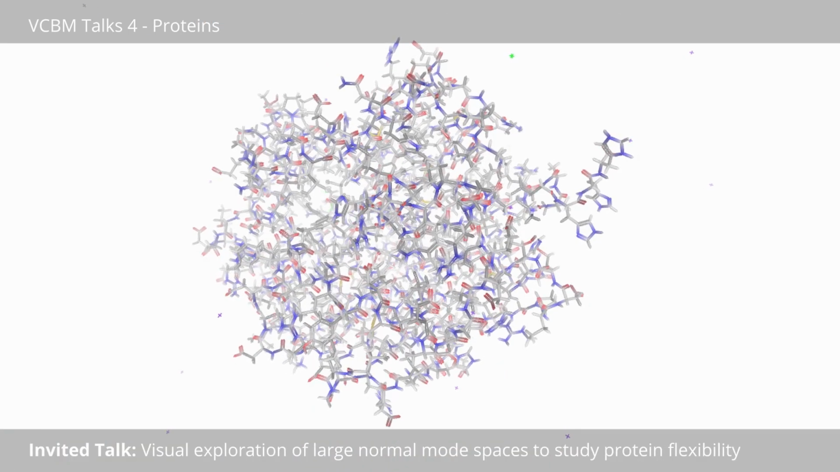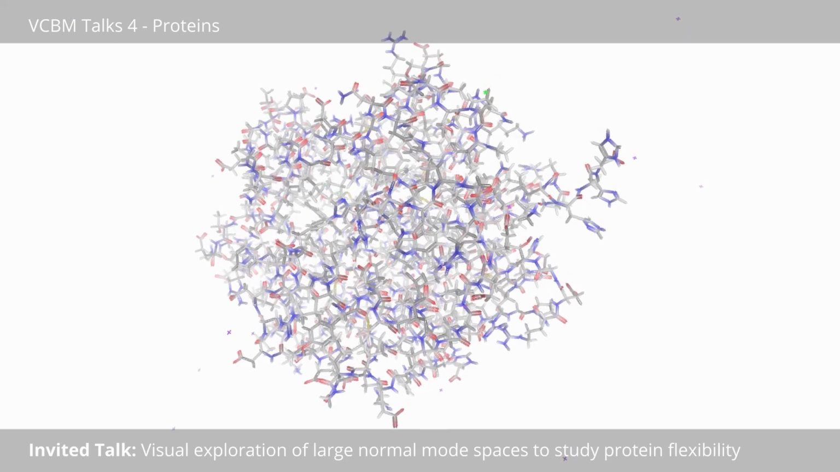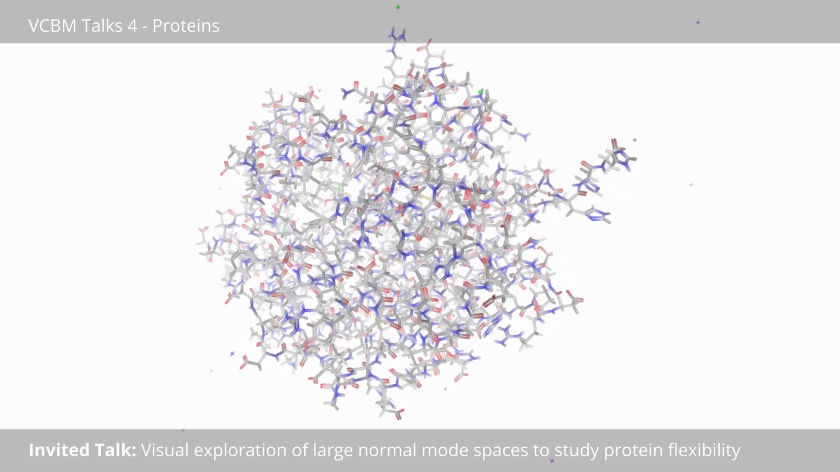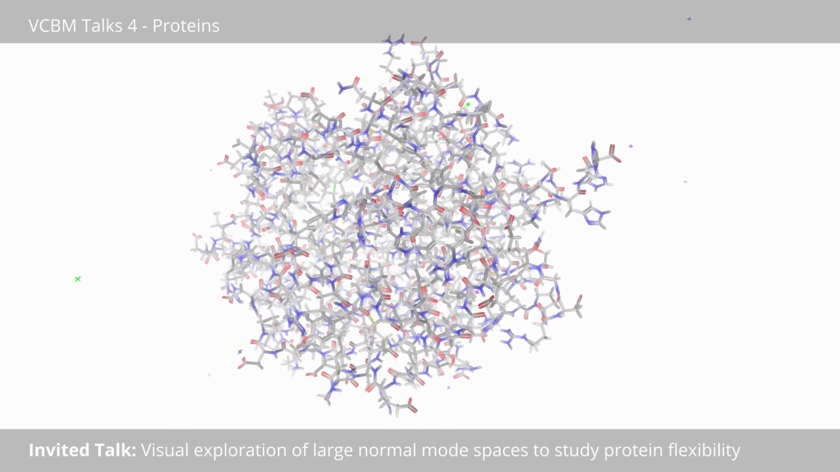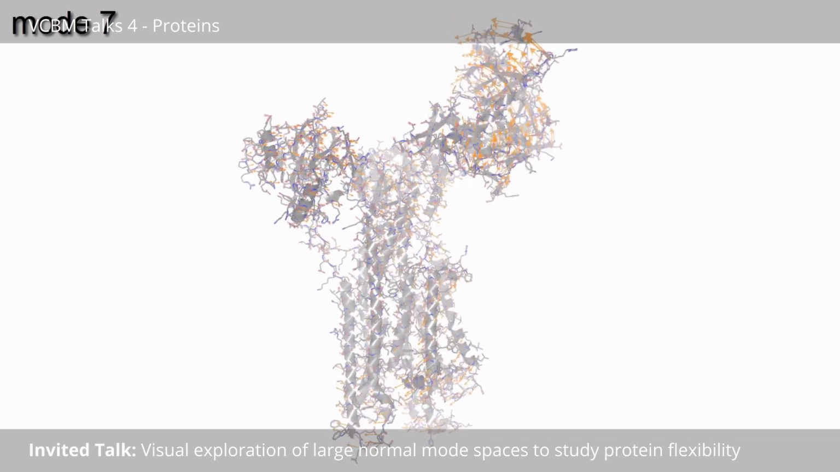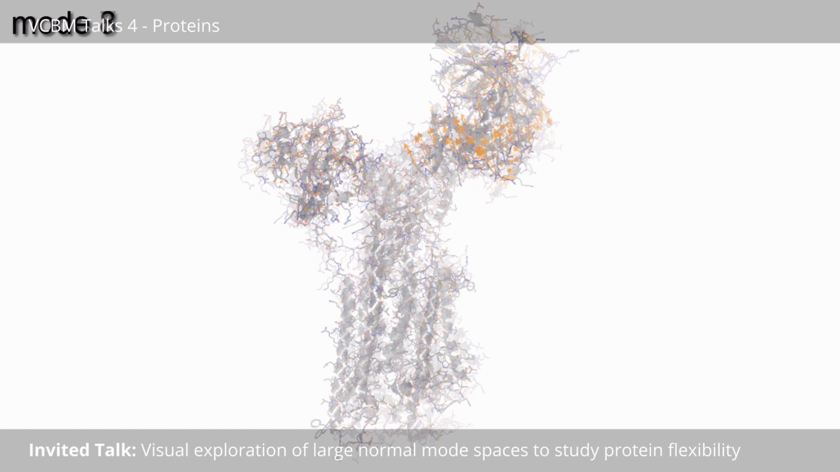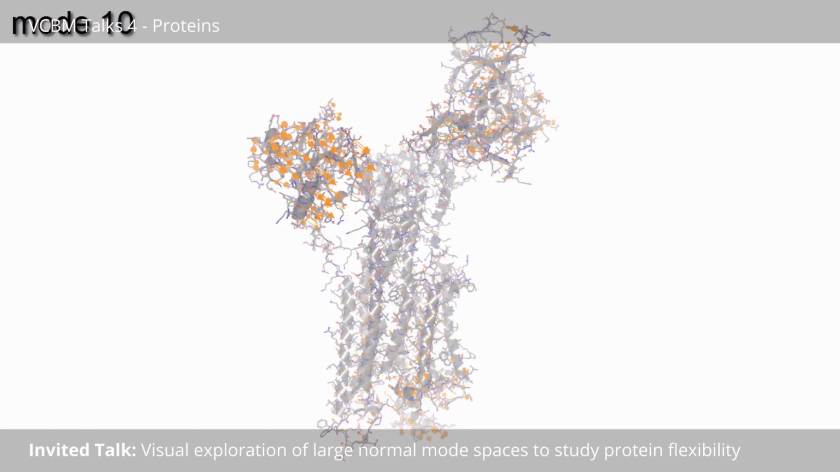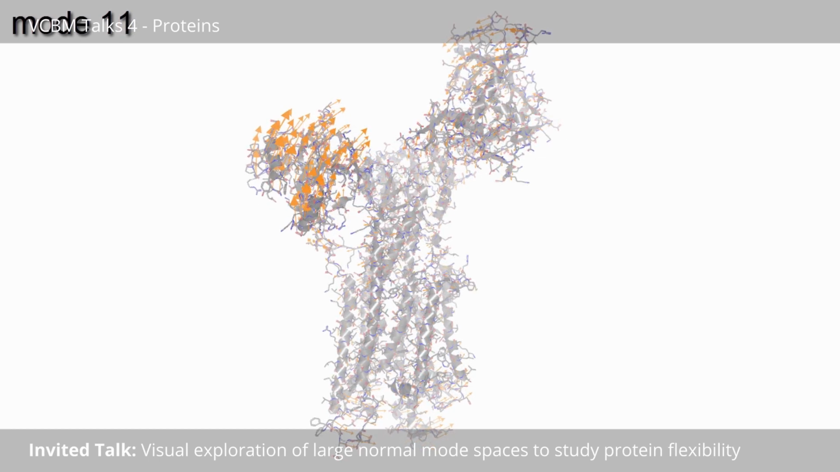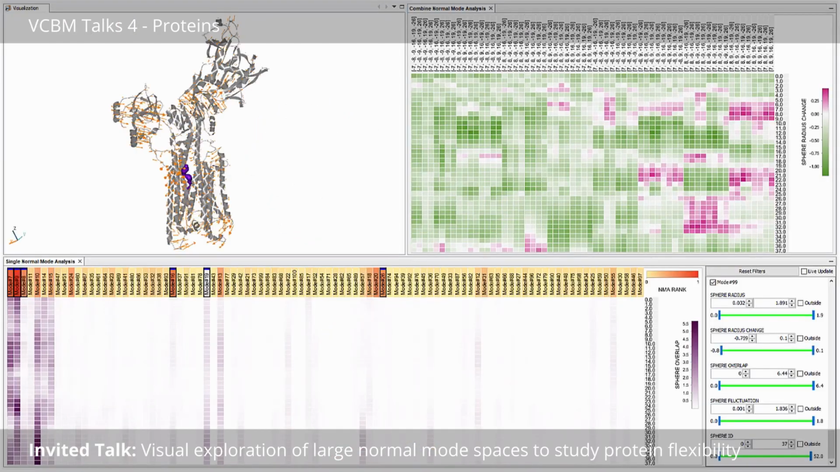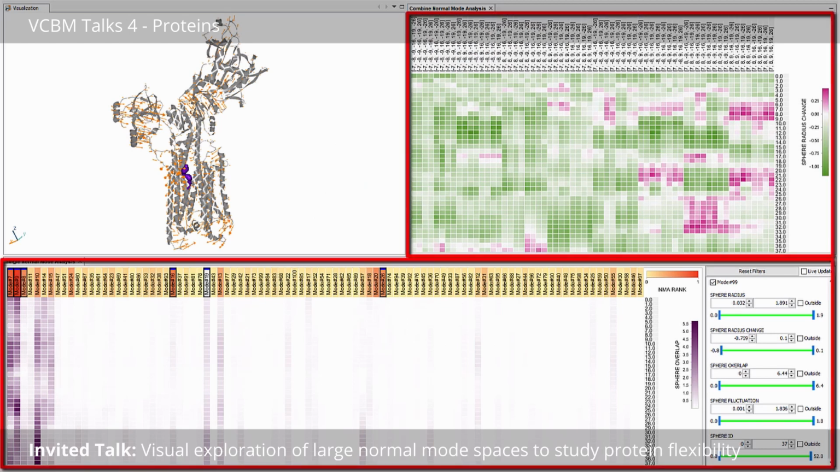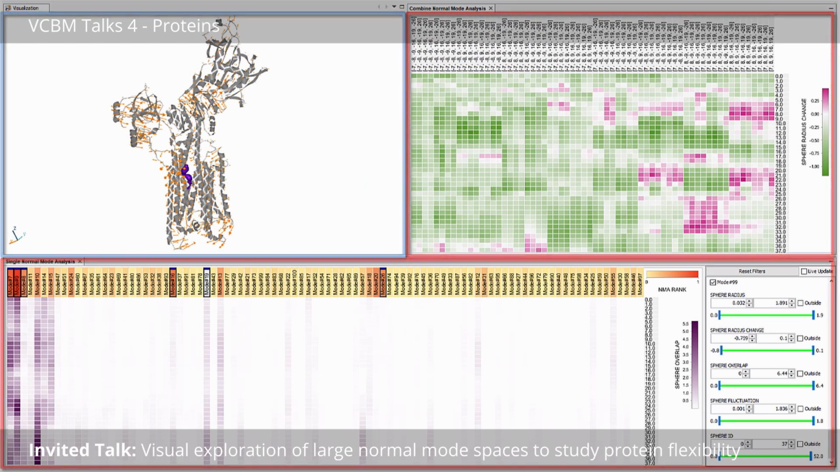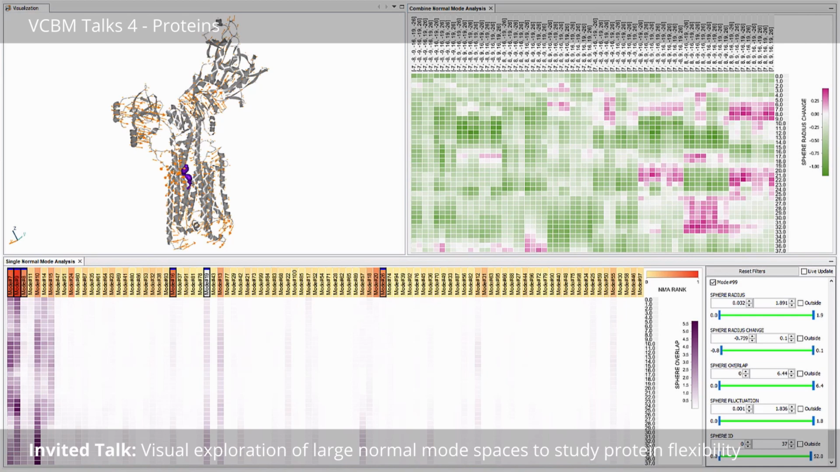In structural biology, the scientists study protein flexibility by decomposing protein movement into normal modes. Each normal mode describes a particular oscillatory motion pattern of individual atoms. The major challenge is that normal mode calculation yields a large number of modes, typically 3 times the number of atoms. Therefore, we present a new interactive and visual approach consisting of several linked 2D and 3D views to aid with the analysis of this high-dimensional normal mode space.